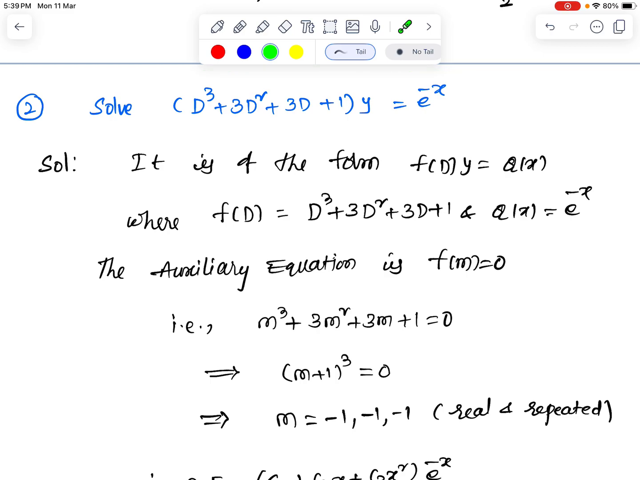Here it is of the form f of d into y equal to q of x. What is f of d? f of d is equal to d cube plus 3d square plus 3d plus 1. Here q of x is e power minus x.